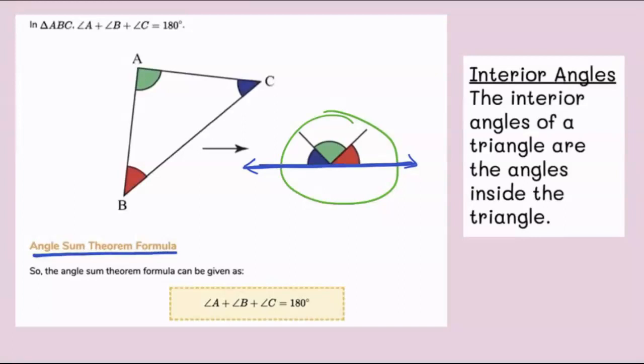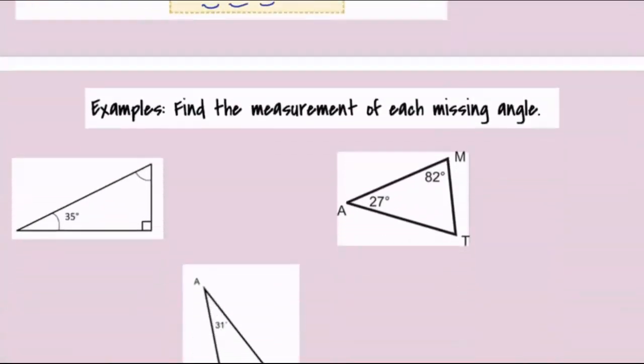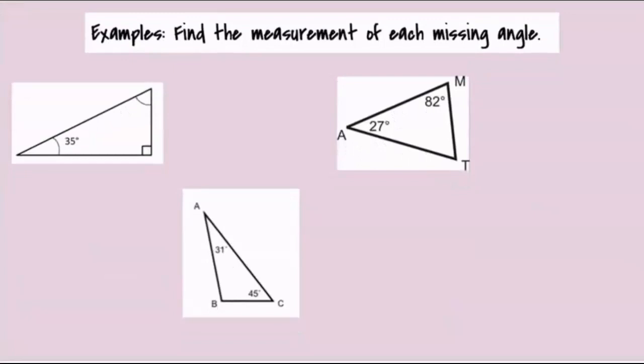It's known as both, the sum of the interior angles. And that is given as angle A plus angle B plus angle C equals 180 degrees. So if we know this theorem, if we know that all the angles of a triangle, the interior angles, equal 180 degrees, we can use that to solve for missing angles inside a triangle.